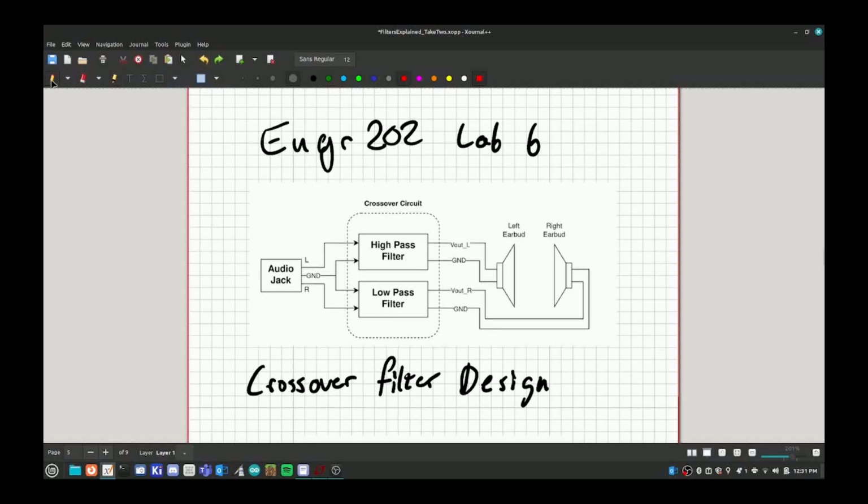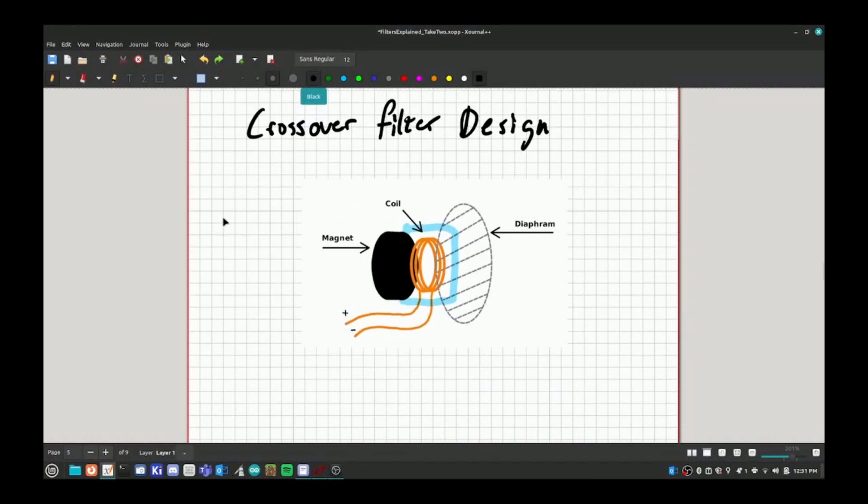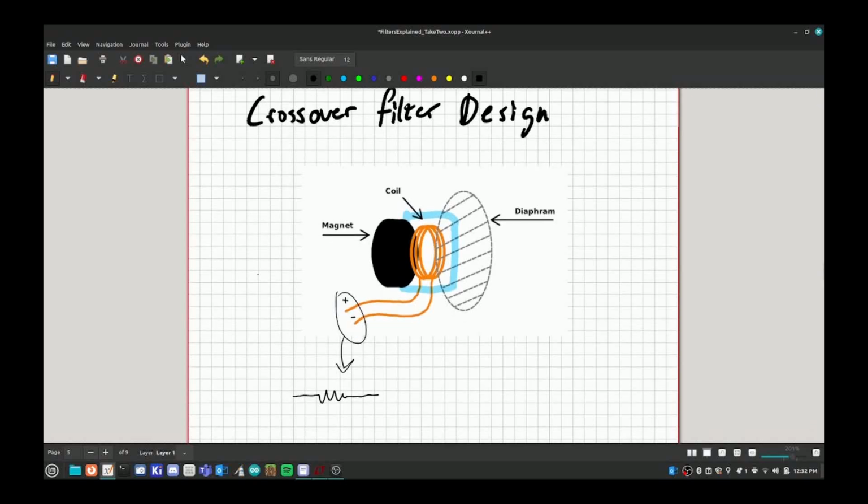Now the way I'm going to show you how to design the filters in this video is using the resistance from the earbuds as part of your filter. You'll notice there's this coil of wire here, and that coil we can model as just a resistor in our circuit diagram, and I'm going to call it RH. So whenever I refer to RH in this video, I mean that resistance from the coil in the headphones.